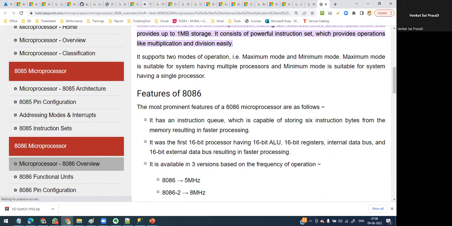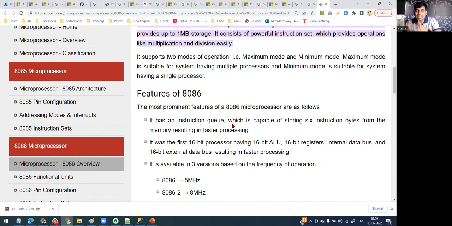The 8086 family of processors are 16-bit. Later on, 80286 and 80386 came, and the next models were all 32-bit. We are talking about times when most of us were not even born, including me. So 8086 is 16-bit.